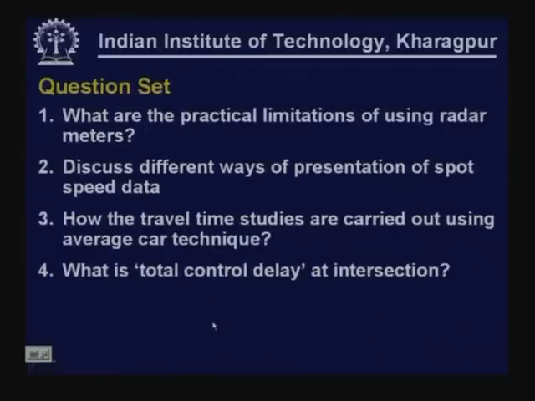A few questions. Number 1, what are the practical limitations of using radar methods? Number 2, discuss different ways of presentation of spot speed data. Number 3, how are travel time studies carried out using the average car technique? Number 4, what is total control delay at intersection? Explain your understanding about total control delay.